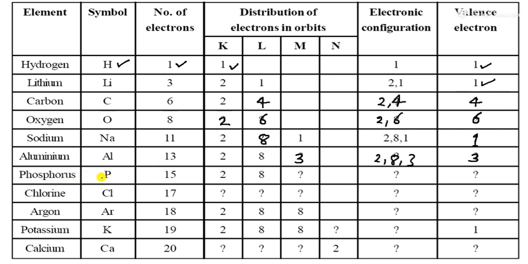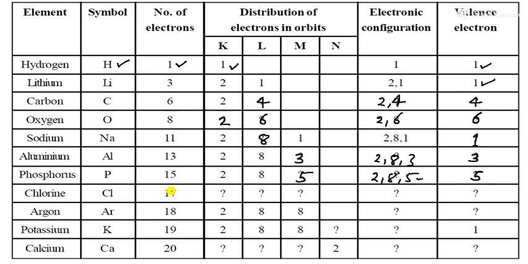Now come to phosphorus. It is denoted by P, and here it is 15. The number of electrons is 15. It is 2 8, and how much more? It is 5. So you can say it is 2 8 5, and the number of electrons in the outermost shell is 5.